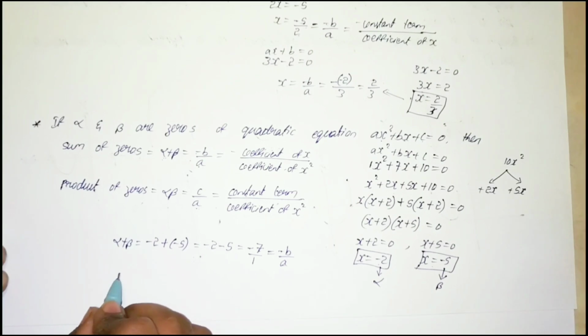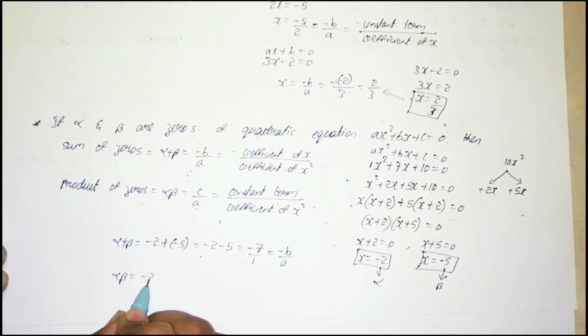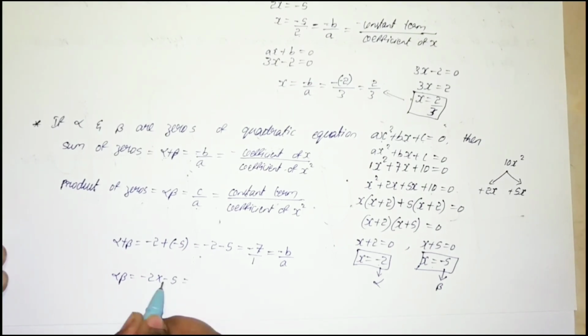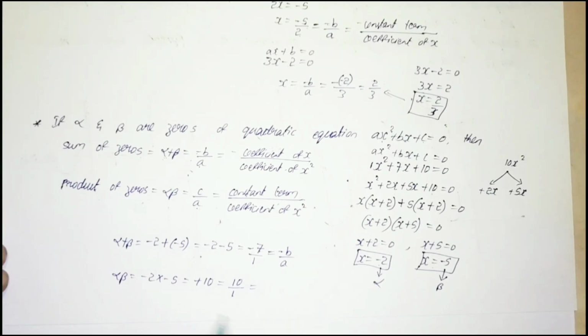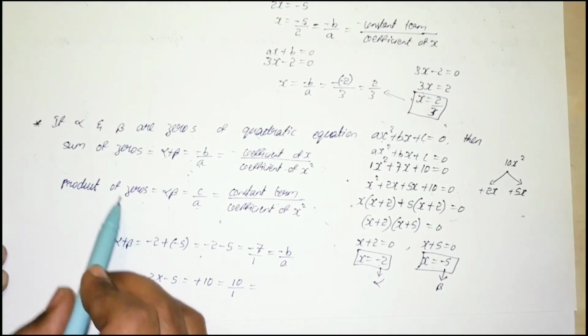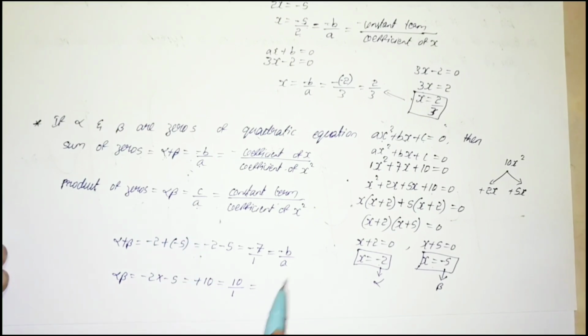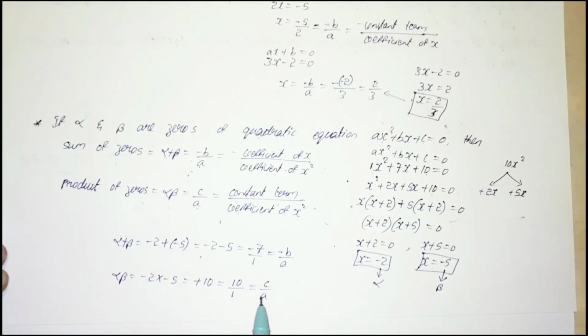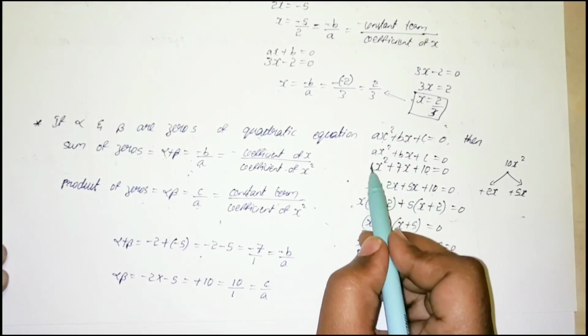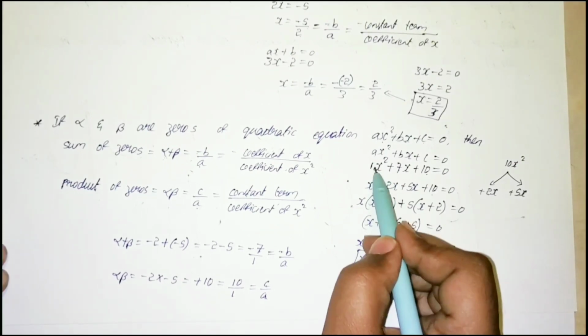Next, if we multiply those two values, nothing but alpha into beta, where alpha is minus 2 and beta is minus 5: minus 2 into minus 5, minus into minus is plus, 2 into 5 is 10. So this 10 can be written as 10 by 1, right? If we multiply those two zeros, then the product of zeros will be equal to c by a. So this 10 will be equal to c and this one will be equal to a. What is the value of c here? 10, right? So the c value is 10, matched. Next, what is the value of a here? 1. So again this value of a is also 1.